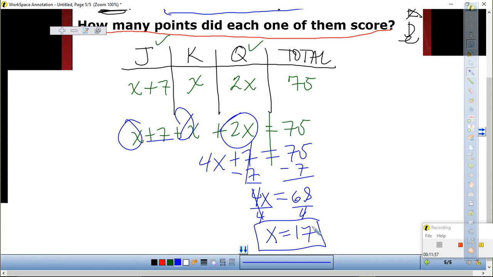That is incorrect. What is the final answer? Answer the question. How many points did each of them score?